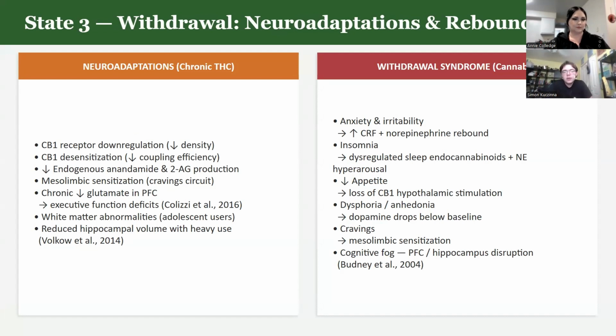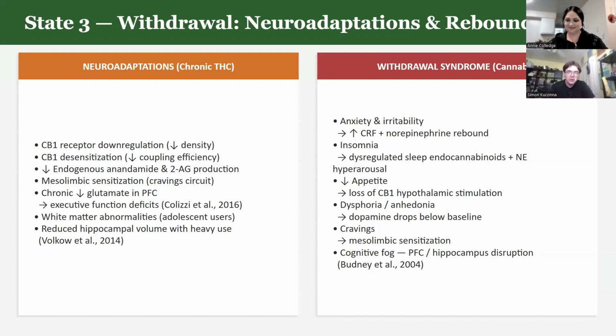The most significant change that we're going to see is in the CB1 receptors, which are going to start downregulating. The brain is going to literally start reducing the density of its own receptors in order to accommodate the ones coming from THC and cannabis use. It's going to make them less responsive because it's been overstimulated for so long. At the same time, it's going to reduce production of its own endocannabinoids, anandamide and 2-AG, because it's become reliant on the external supply from that THC.